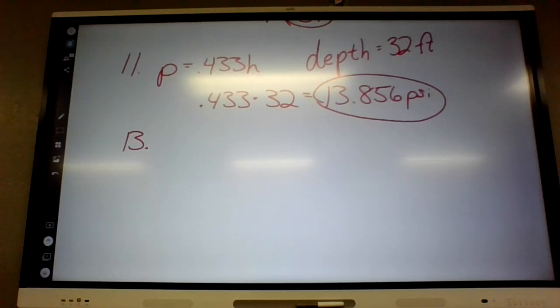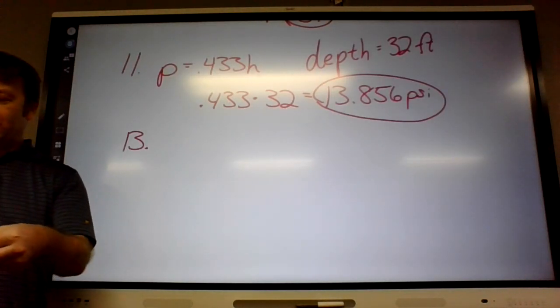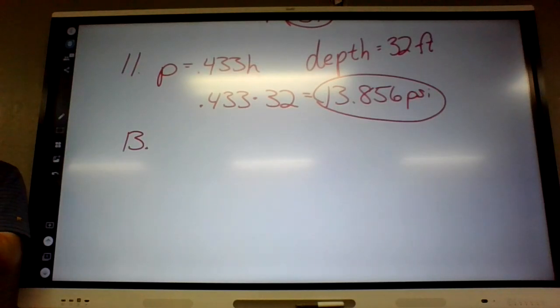All right. Number 12 says convert 8 degrees Celsius to Fahrenheit. The Celsius to Fahrenheit converter is on, let's see what page. It's on the bottom of 51. F equals 9/5 C plus 32.